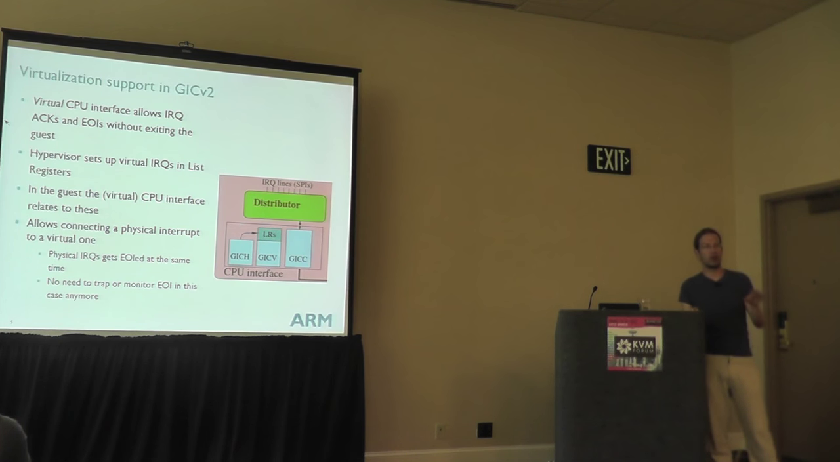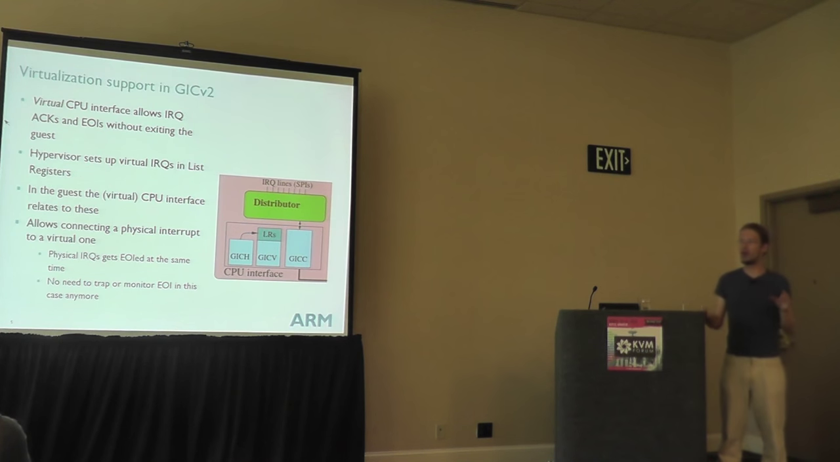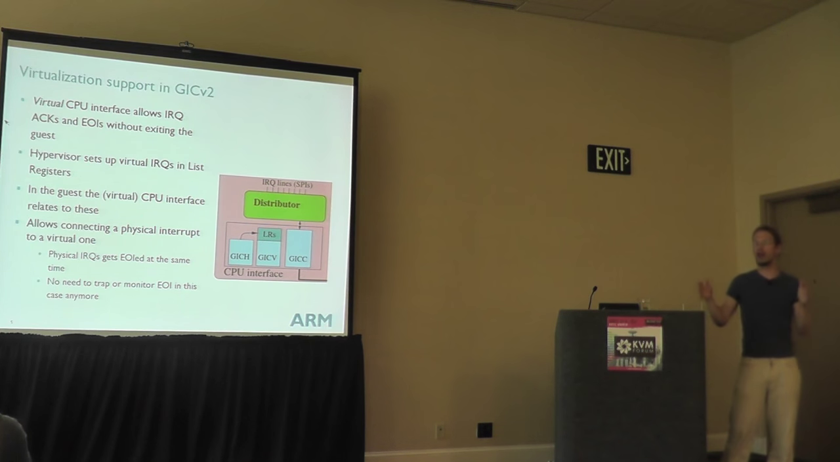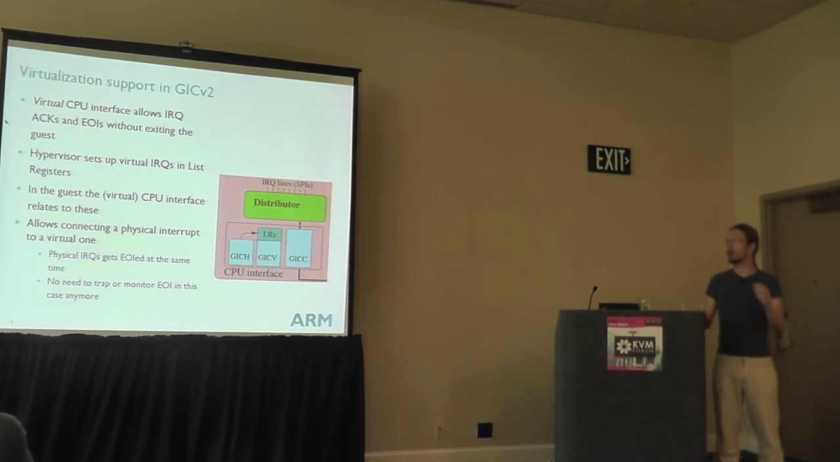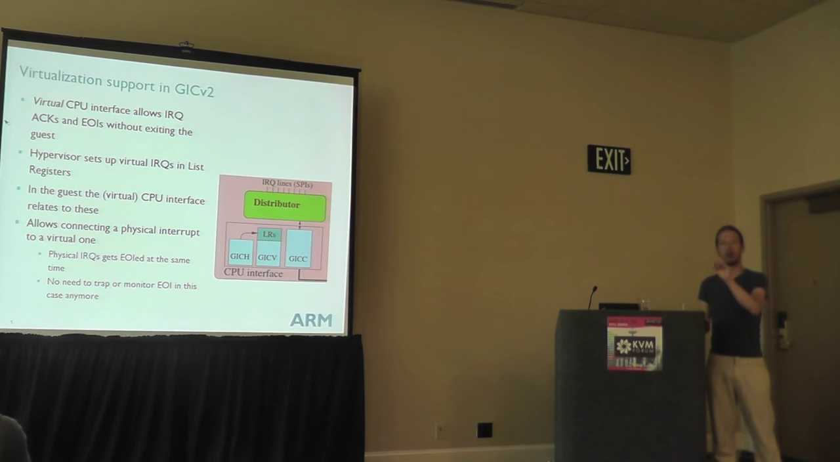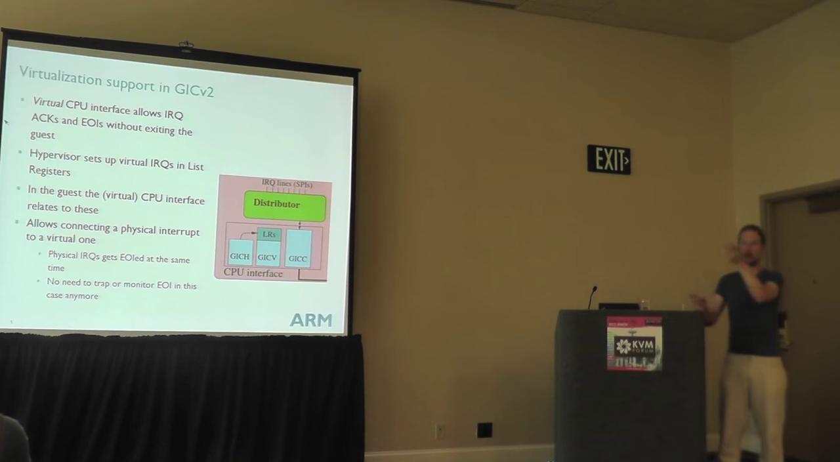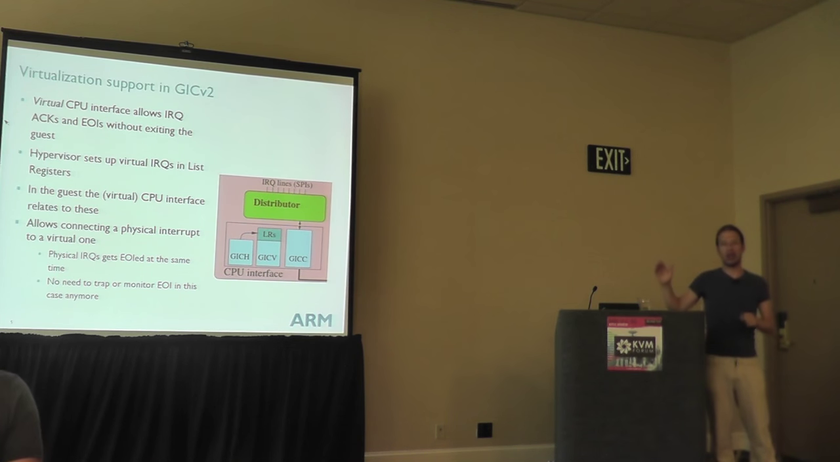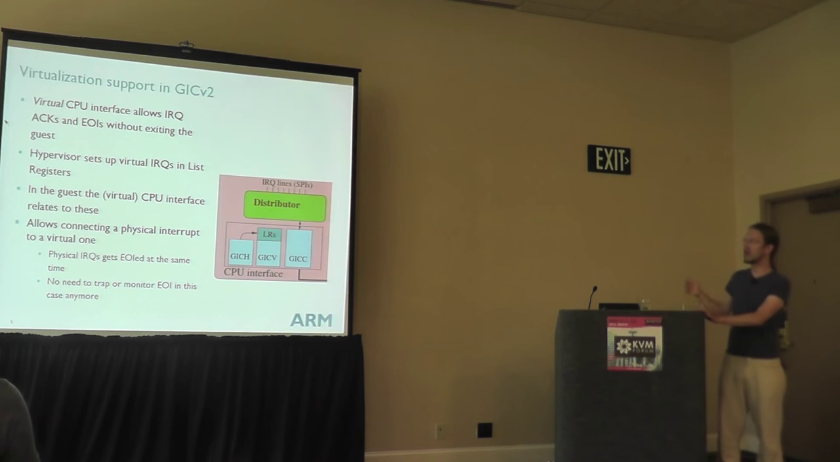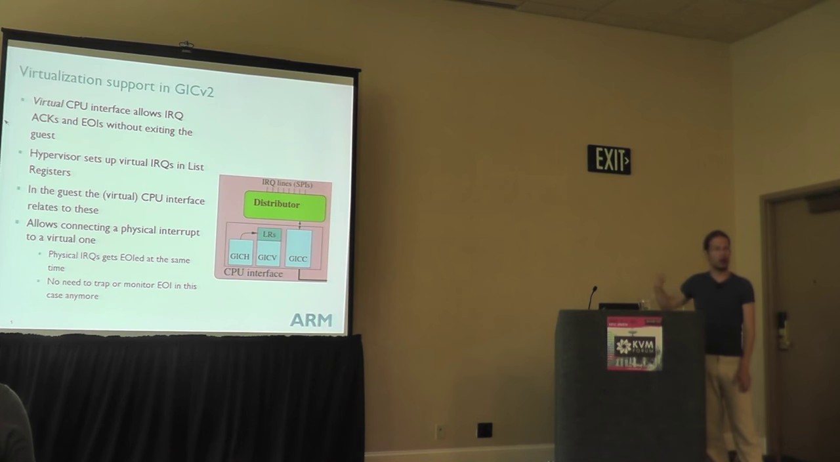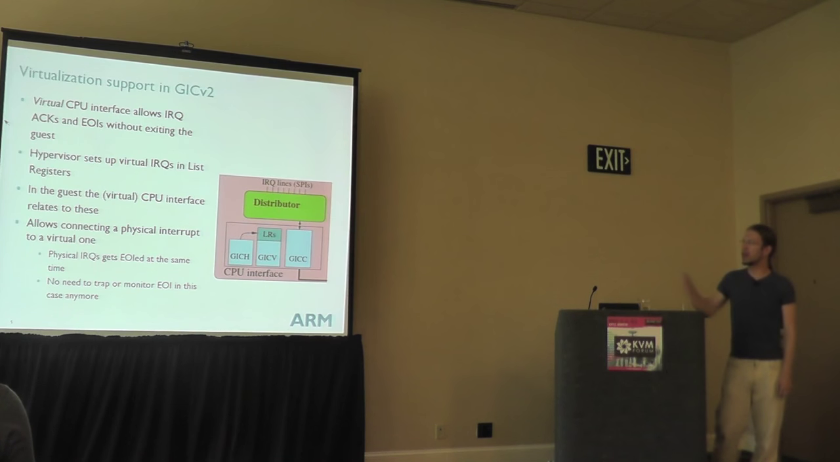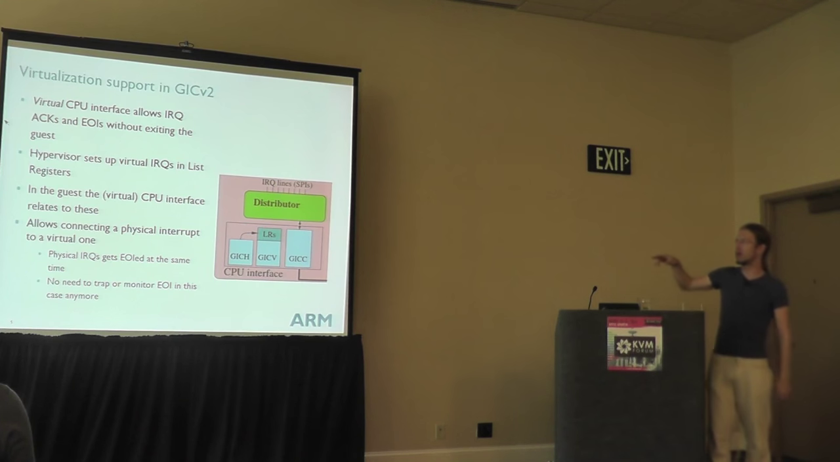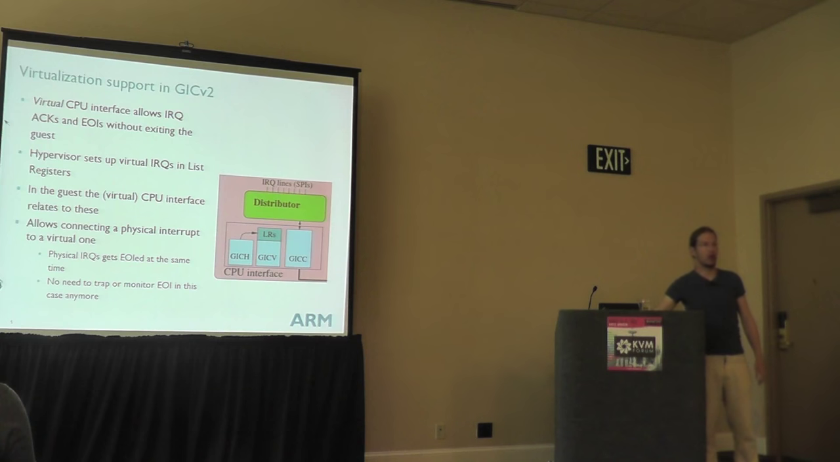The list register is basically a way to virtualize an interrupt. If you want, as a hypervisor, to inject an interrupt, you program a list register with the interrupt number and the state: pending, active, or both. And then every time software actually accesses the CPU interface, it gets the information from the list register, not from the distributor. And then there's the GICH, which is the hypervisor interface, which basically allows you to program the list registers and does some other hypervisor-related things.